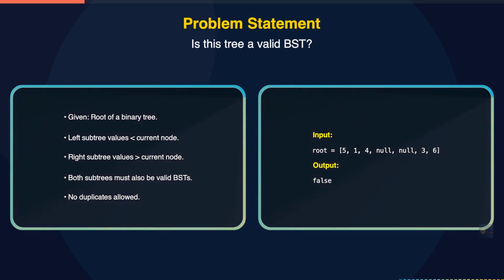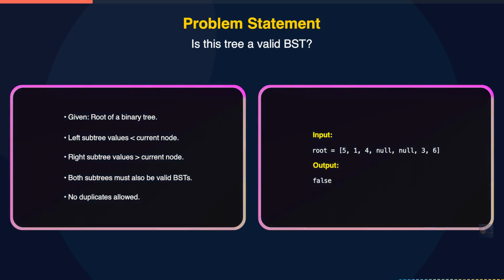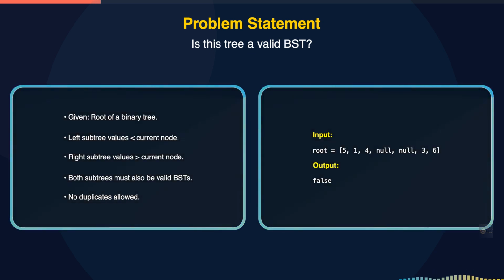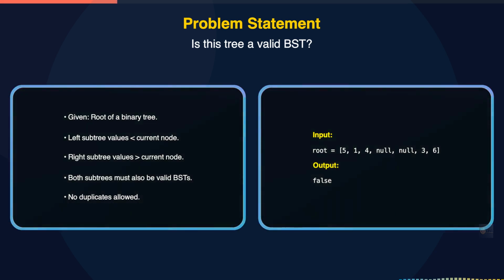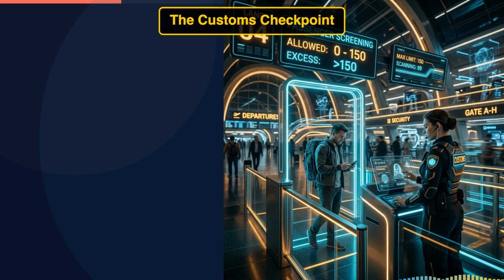Otherwise, we return false. For example, consider the tree with root 5, left child 1, and right child 4, where 4 has children 3 and 6. Is this a valid BST? No. Because 4 is in the right subtree of 5, but 4 is less than 5. So it is invalid.